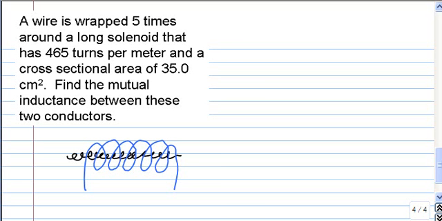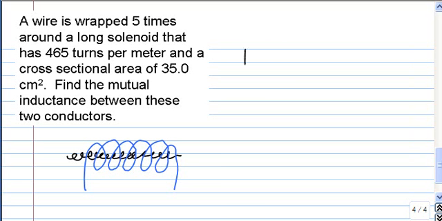So in order to figure this out, we have to calculate the flux that gets induced in one inductor when current runs through the other. Given that we're not given much information about the wire that's wrapped around 5 times, we're going to have to calculate the flux that's induced by a current through the solenoid. So let's go ahead and do that.